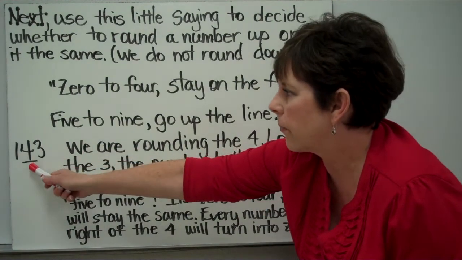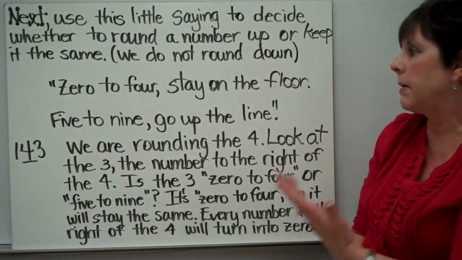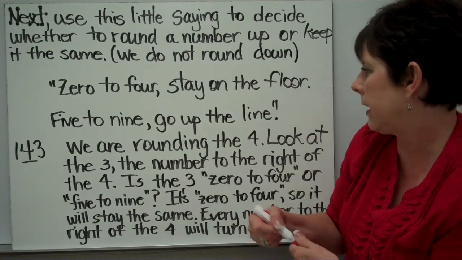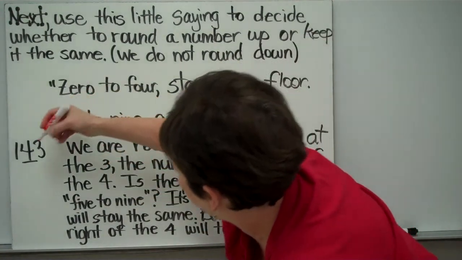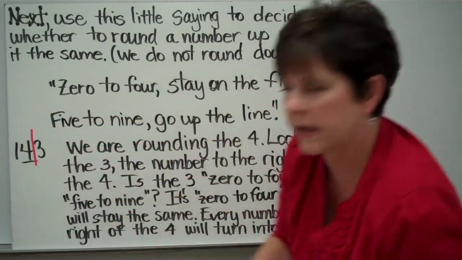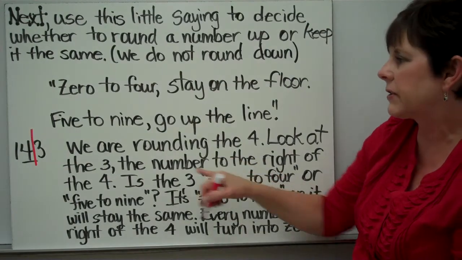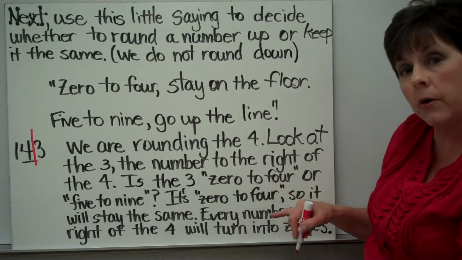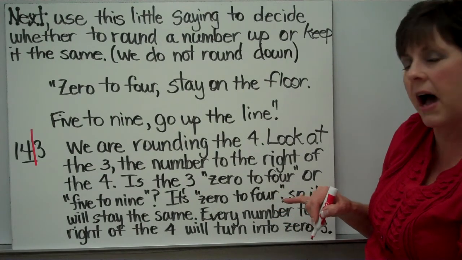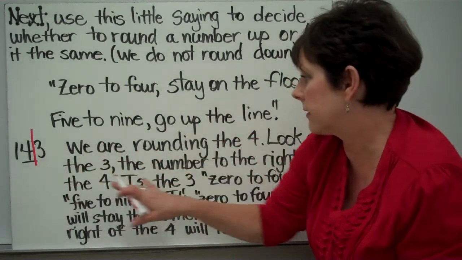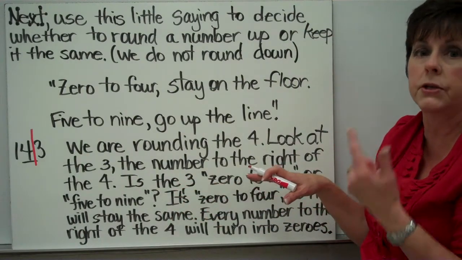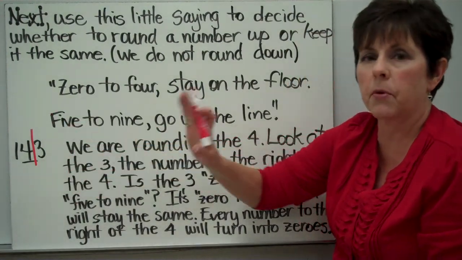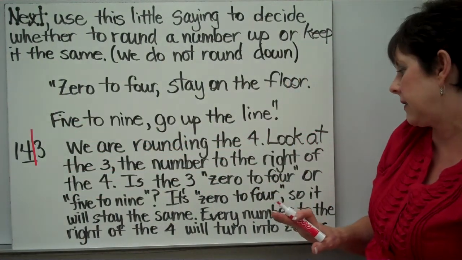All right, going back to our original problem here. We are going to be rounding the 4. Why? Because it's underlined. So look at the 3, which is the number to the right of the 4. Now we've drawn our fence or our line here, and let's look at the 3. Is the 3 0 to 4, or is it 5 to 9? Well, it's a 3. It's going to be 0 to 4. 0, 1, 2, 3, 4. So the number we're going to round is going to stay the same.